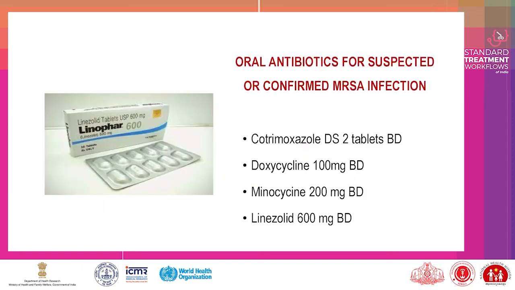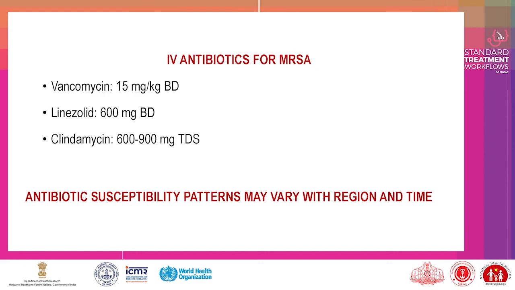The oral antibiotics for suspected or confirmed MRSA infection involve cotrimoxazole DS 2 tablets BD, doxycycline 100 mg BD, or minocycline 200 mg BD or linezolid 600 mg BD. IV antibiotics for MRSA infection involve vancomycin 15 mg per kilogram BD, linezolid 600 mg BD, clindamycin 600 to 900 mg TDS. Antibiotic susceptibility patterns may vary with region and time.